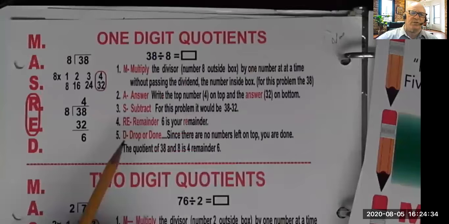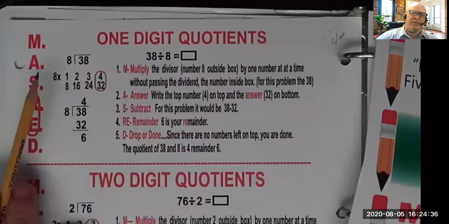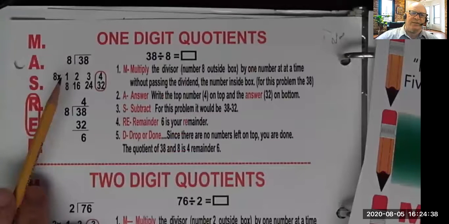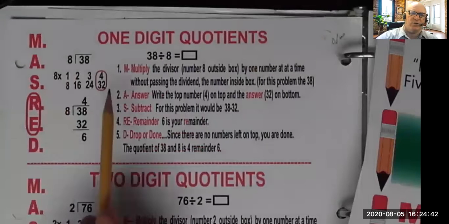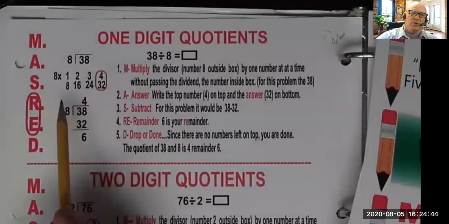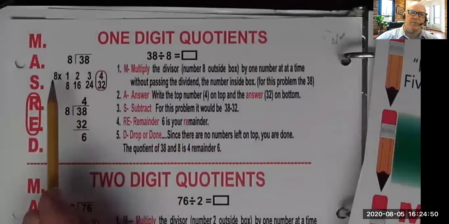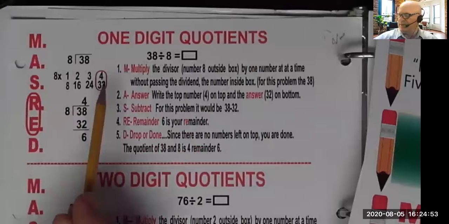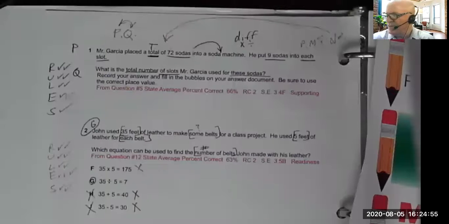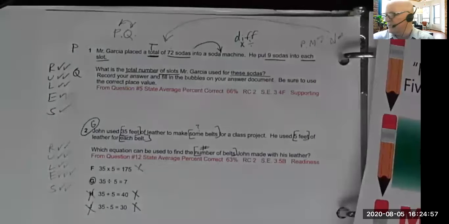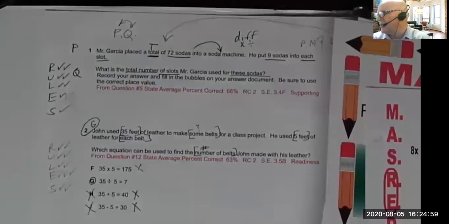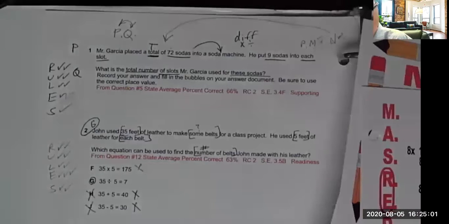And what you notice is the main struggle that kids have is they don't realize that what you multiply goes on the top and the answer, the product, goes on the bottom. So that kind of makes the step a lot easier when you set up the multiplication table like this. So we have 72 sodas with 9 sodas in each slot. I've already worked this problem out to save a little time for you.